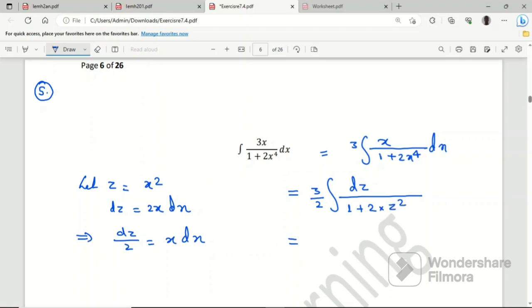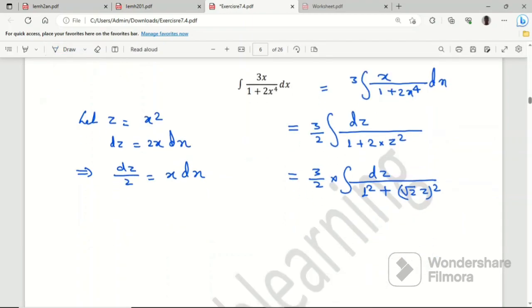So I can write 3 by 2 into dz upon a square, means 1 square plus under root 2 z square, that is x square plus a square. I am saying this in the form of the formula that is there. Here the variable is z square. Okay. So the formula we had equal to 3 by 2 into, we have the formula for this, 1 by a.